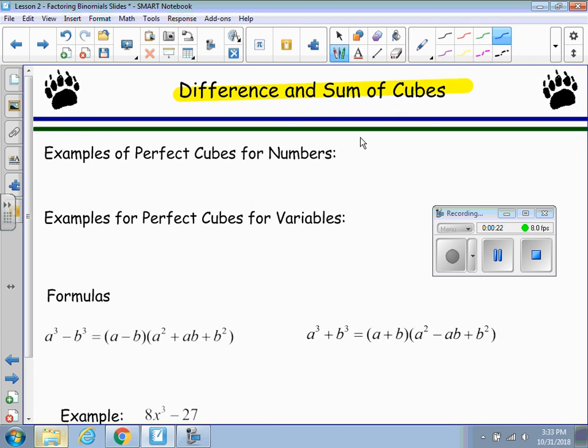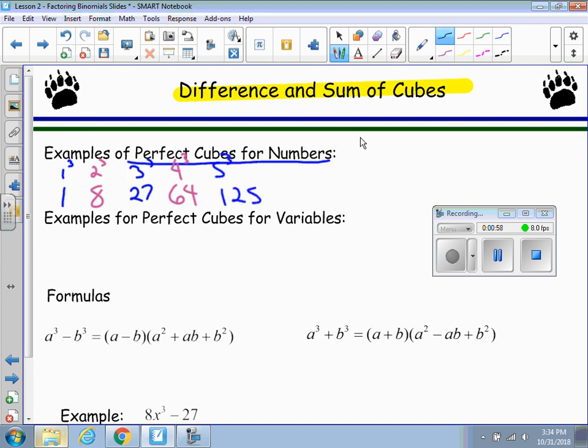So let's talk a little bit about some examples of perfect cubes with numbers. Remember, a perfect cube is when a number has been multiplied by itself 3 times. So like 1 times 1 times 1 is 1. So 1 is our first perfect cube. Well, technically 0 is our first perfect cube, but we skip that. All right, 2 times 2 times 2, or 2 cubed, is 8. 3 cubed is 27. 4 cubed is 4 times 4 times 4, which is 64. All right, 5 times 5 times 5, 5 cubed, is 125.